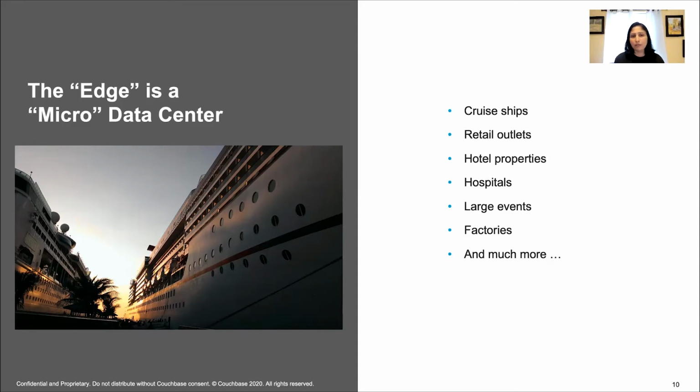Now, examples of edge computing applications where the edge is a micro data center would be cruise ships, where thousands of passengers aboard the ship can access the onboard services through their mobile application, even when the ship has no satellite connection to the backend data centers. Or hotel properties where guests can check in even when there is no internet connectivity or if there is an internet outage.